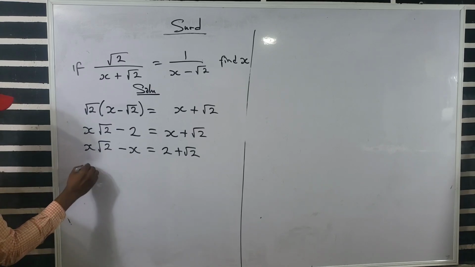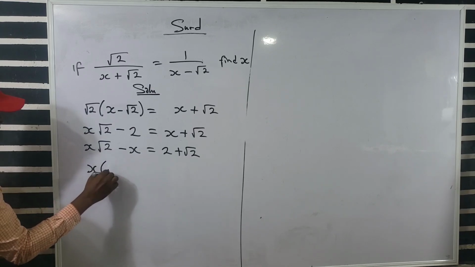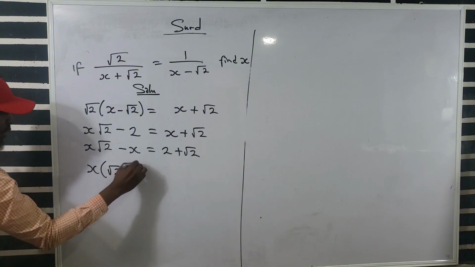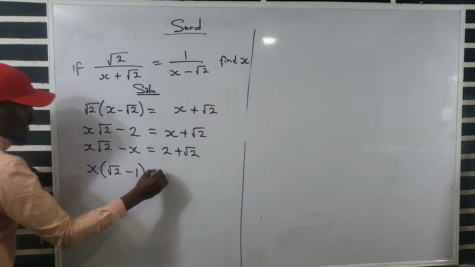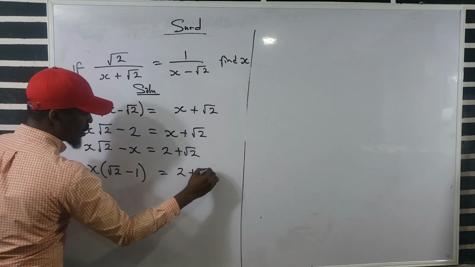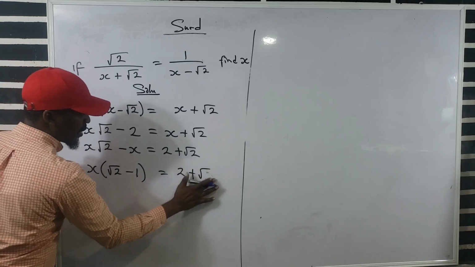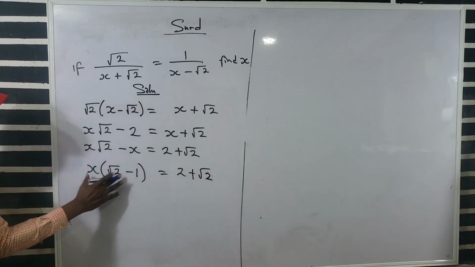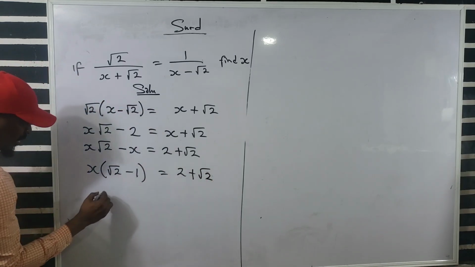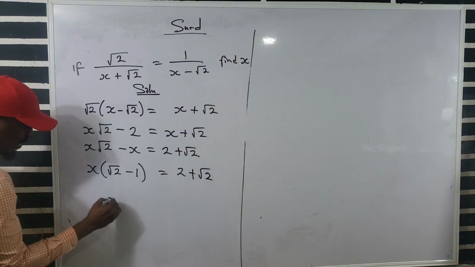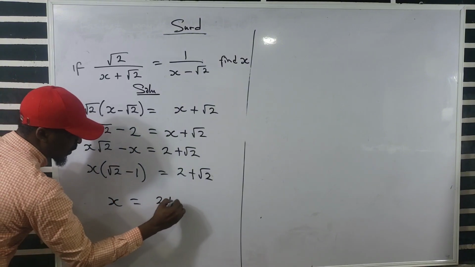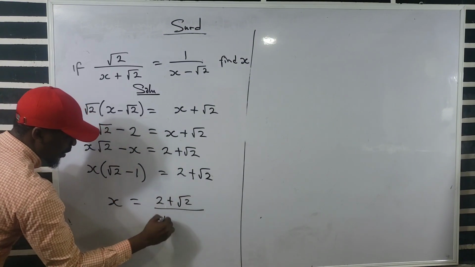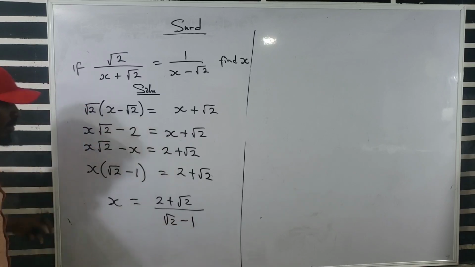When you factor x out, you have x outside. Then you have root 2 minus 1, which equals 2 plus root 2. Then divide both sides by root 2 minus 1. That will give you x equals 2 plus root 2 over root 2 minus 1.